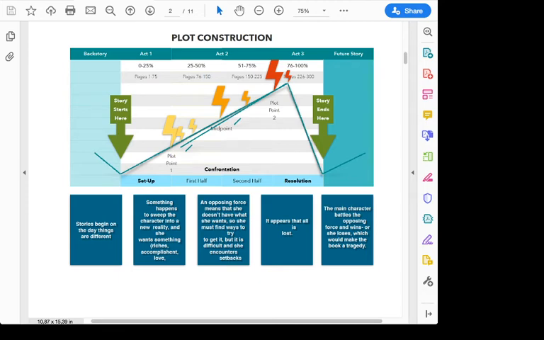This green line that ascends here with tension can, of course, change, right? So the climax could come a few pages earlier, or it can come later, and you can have a much shorter resolution.